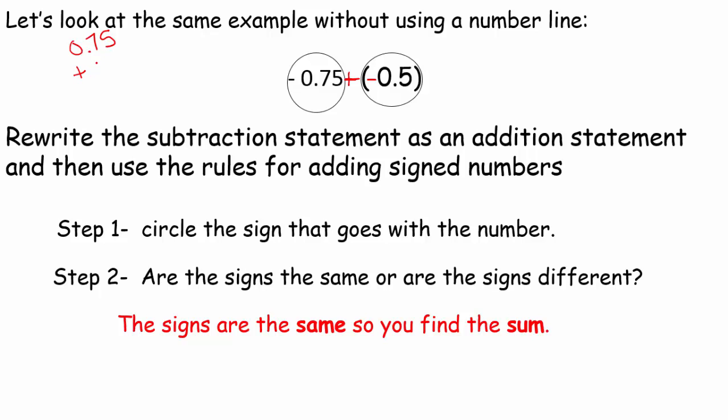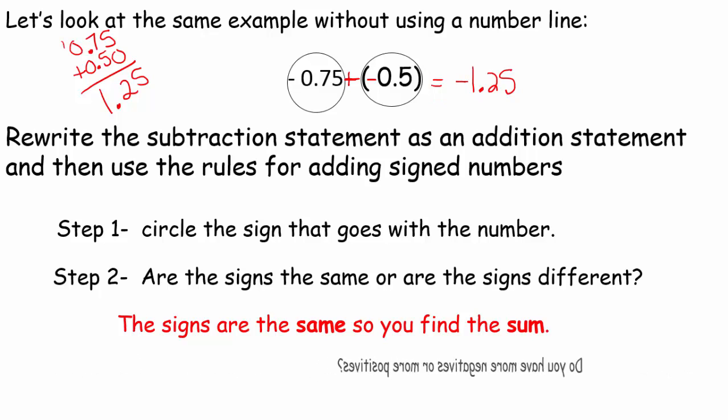0.75 plus 0.5. Please remember, when combining decimals, you need to line up those decimal points. 5 and 7 is 12, so that becomes 1.25. So I'm like, okay, I know my answer will involve a 1.25. Now I just have to decide, will that answer be positive or negative? So I ask myself, what do I have more of? Do I have more positives or more negatives? Hey, wait a minute, there's only negatives running around. My answer will be negative.